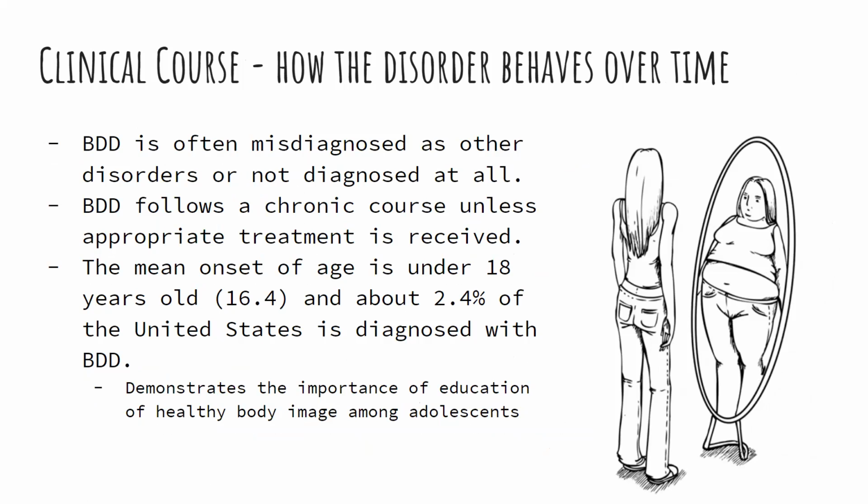As I said before, the mean onset is 16 years old, and about 2.4% of the United States is diagnosed. This demonstrates the importance of education of a healthy body image among adolescents. As I refer back to my example before, of people getting teased in school because of certain imperfections on their body, it's important to have classes or have peers demonstrate to these students that it is okay to look different. And it's actually beautiful to look different. Everyone's beautiful in their own way. So education on a healthy body image is increasingly important and can help prevent body dysmorphic disorder before it gets too worse.